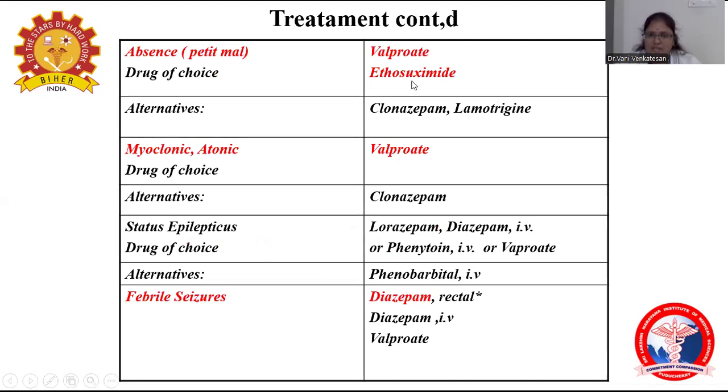Whereas for absence seizure, ethosuximide is preferred. The alternate regimen for absence seizure includes clonazepam or lamotrigine. For myoclonic seizure, valproate is the drug of choice, and the alternative drug of choice is clonazepam.